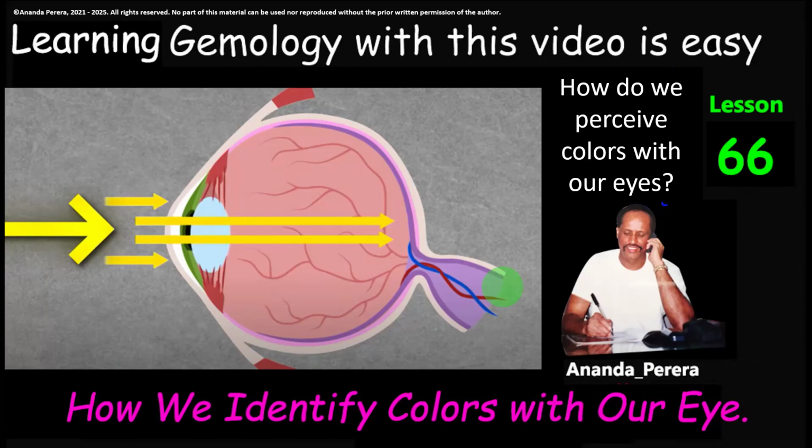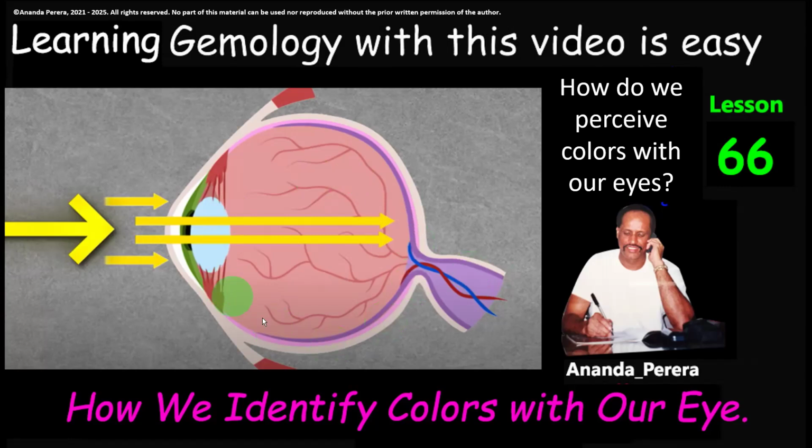This is my special lesson, lesson number 66. When we are doing gem business, we need to know this: how we read the color of the gemstone through our eye. You have to identify this. So I thought to teach you how we perceive colors with our eyes. That is our topic.